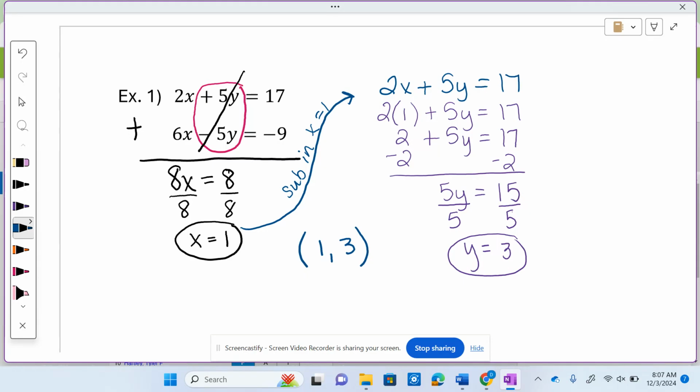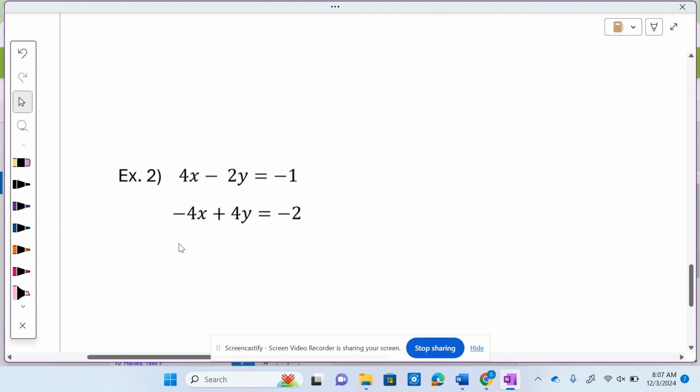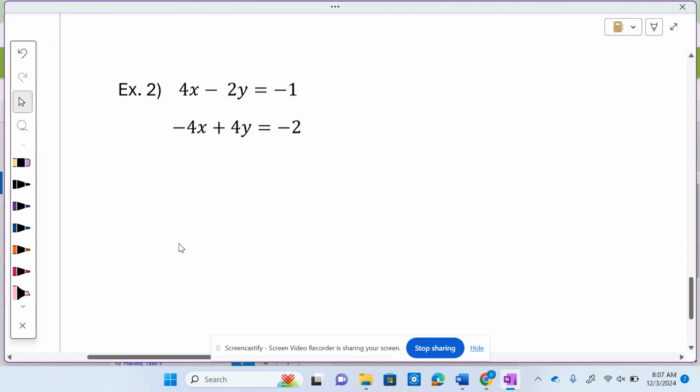Okay, so the next one. Example number 2. Do we have opposite coefficients? Yeah, which ones? 4x and the negative 4x. Do you guys notice how I always circle my opposite coefficients? When I do stuff like that, it's not because I want to, it's because I think it's good math practice, right? So you know what your opposite coefficients are.